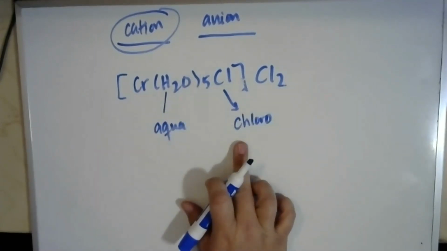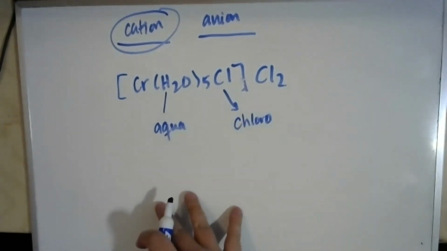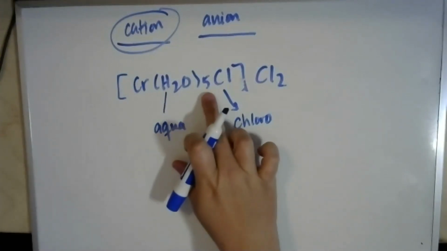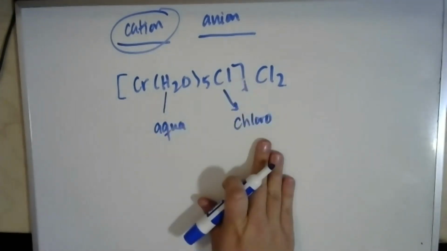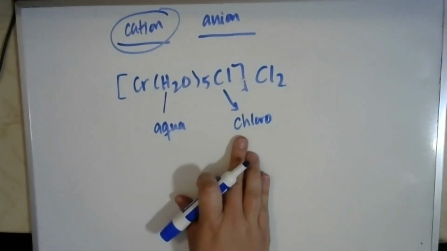I would put them in alphabetical order before you look at any of the subscripts and try to put prefixes on there, because the prefixes are not included in the alphabetizing. So a lot of times it's easier before you even look at this 5 just to make sure that these two things are in alphabetical order. And they are right now because A comes before C.